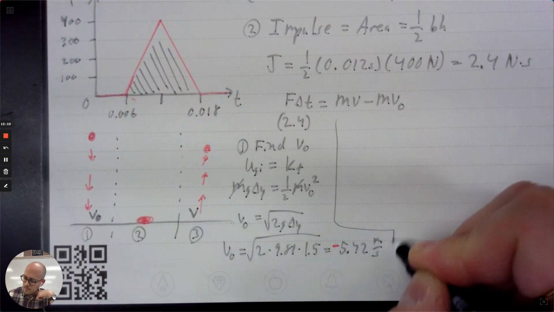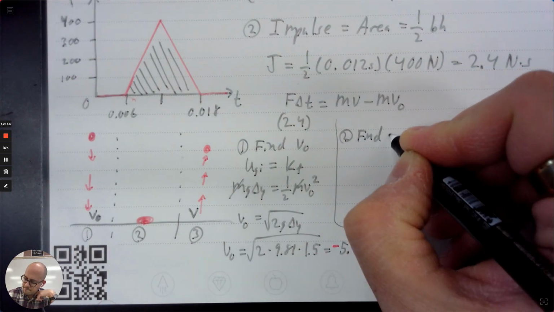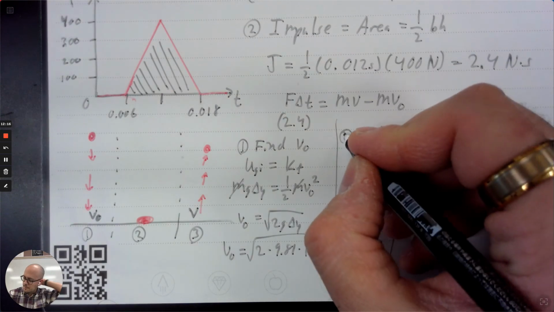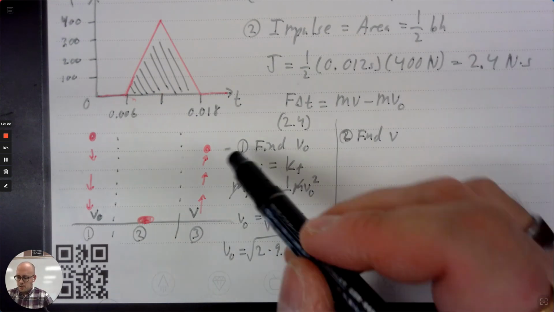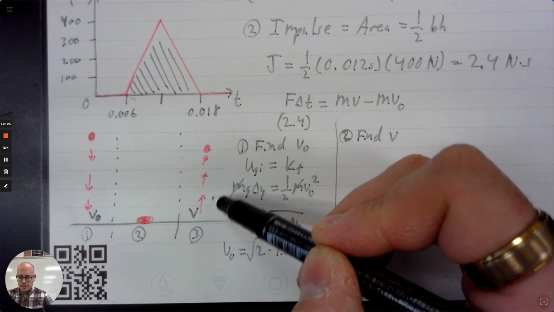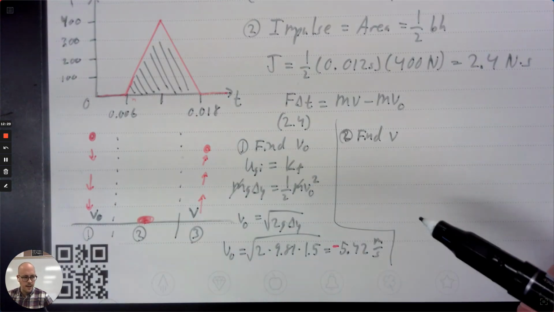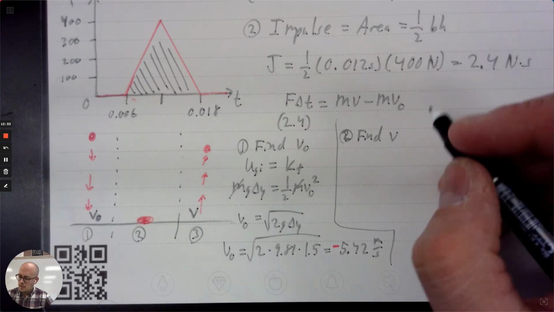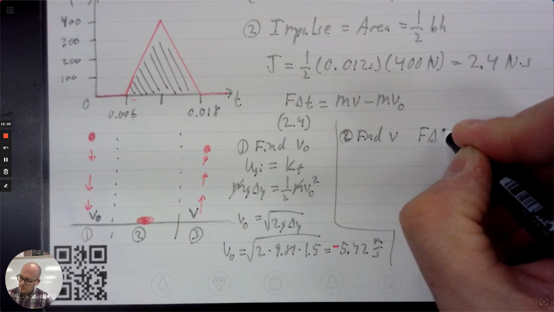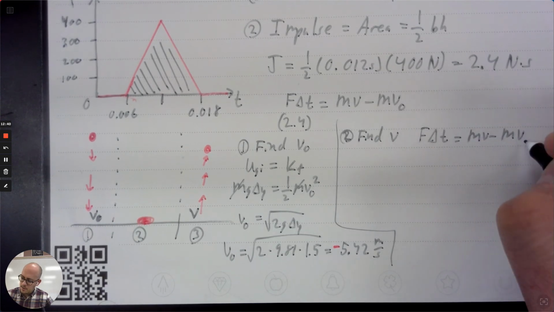The next thing I'm going to do is find V. Now, this is going to look even different from what we just did. I can't use kinematics or energy here because I don't know what height this is. That's the eventual question that I'm being asked. So I'm going to find V using this equation: force times time equals mV minus mV naught.